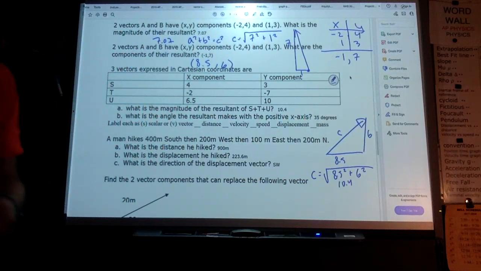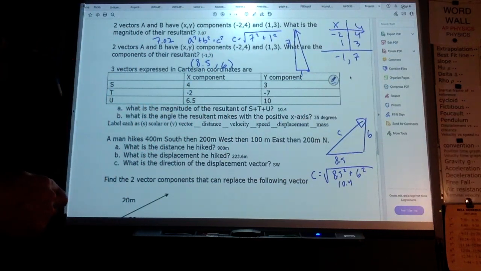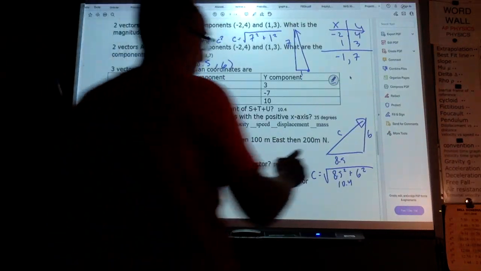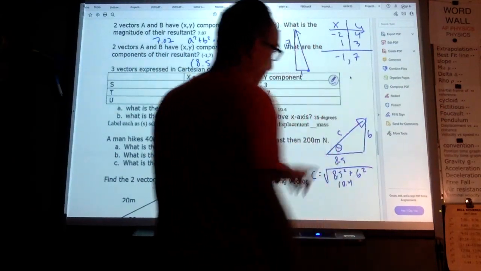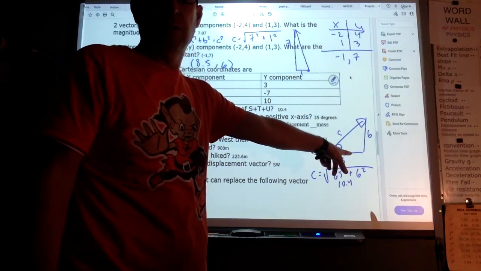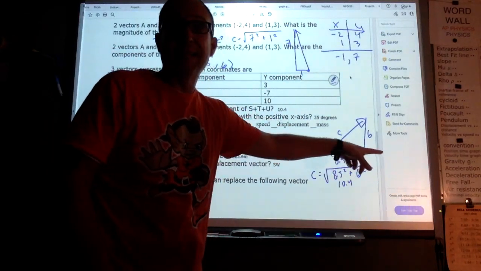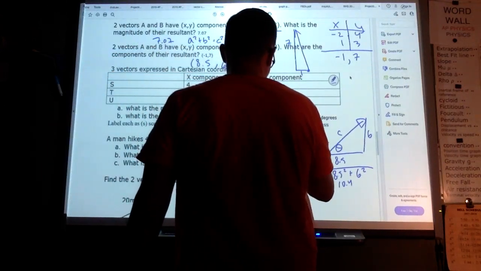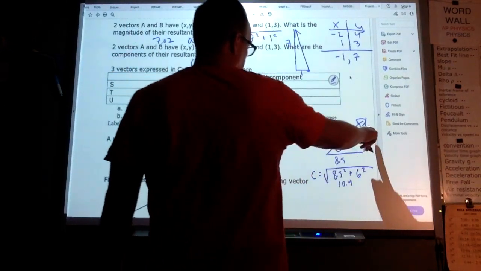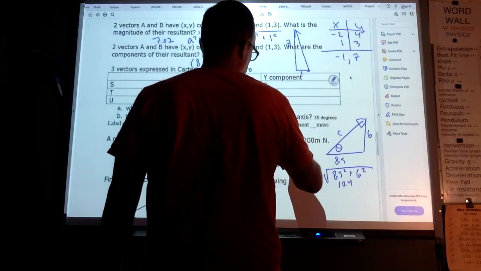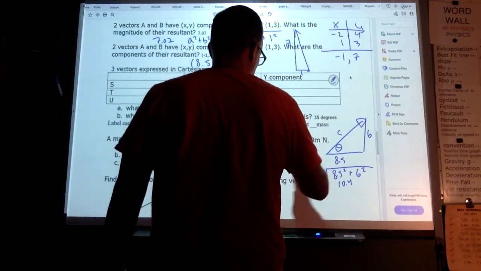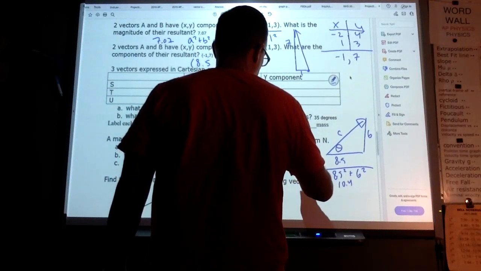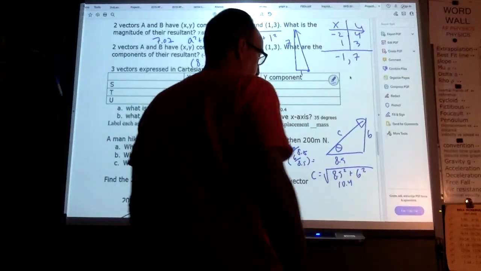All right, so vectors are going to be things that have direction associated with them. What is the angle that makes the positive x-axis? They're asking us for this angle in here, because the positive x-axis would just be sideways. I would use tangent. Tan of theta would be equal to the opposite over hypotenuse, I'm sorry, opposite over adjacent. So I have 6 over 8.5. So theta is equal to the tan inverse of 6 over 8.5.